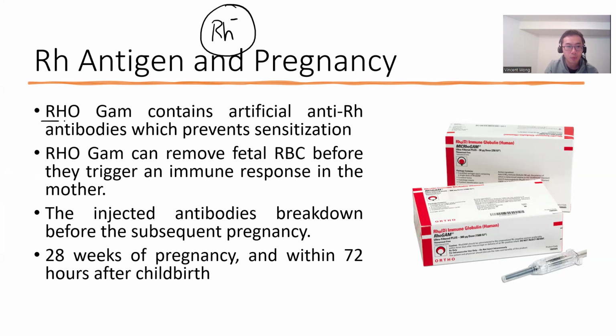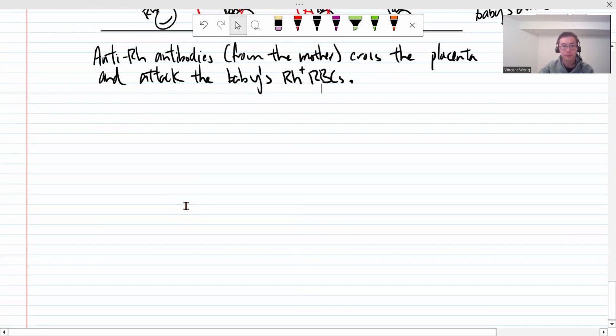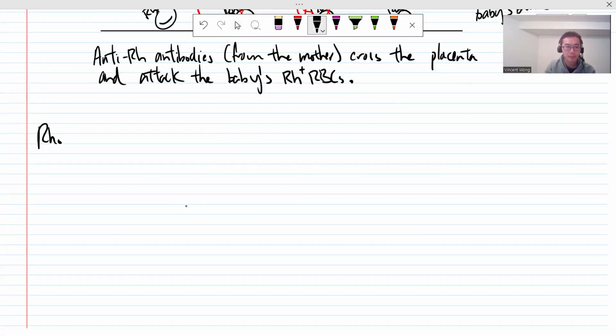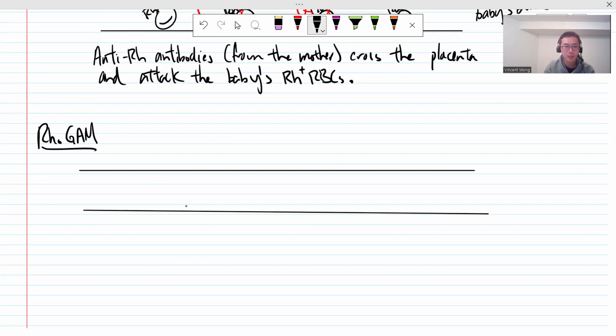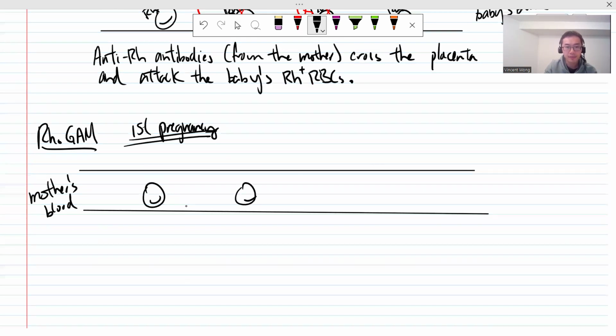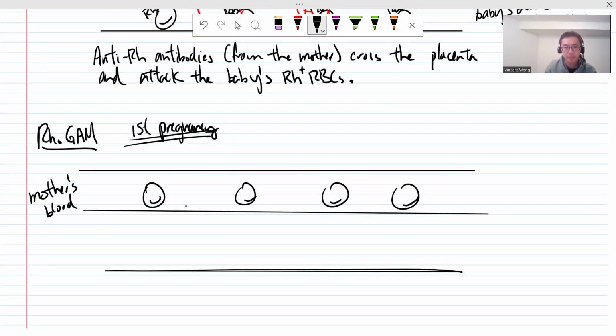So what is RhoGAM? RhoGAM contains artificial anti-Rh antibodies. And the job of the RhoGAM is to prevent sensitization from happening. Okay? How does it happen? I'll draw it out for you. It's probably easier. So RhoGAM. Okay. Here is, again, the mother's blood. Let's go back to the first pregnancy. Okay. Go back in time and try to fix this problem. This is the mother's blood. And she's negative. And again, she's carrying a positive baby.